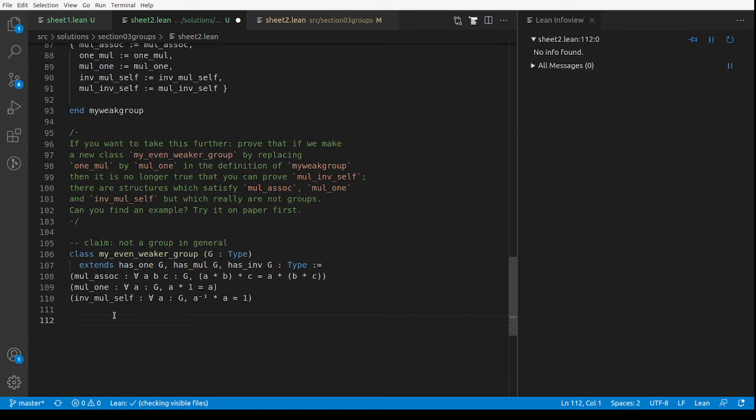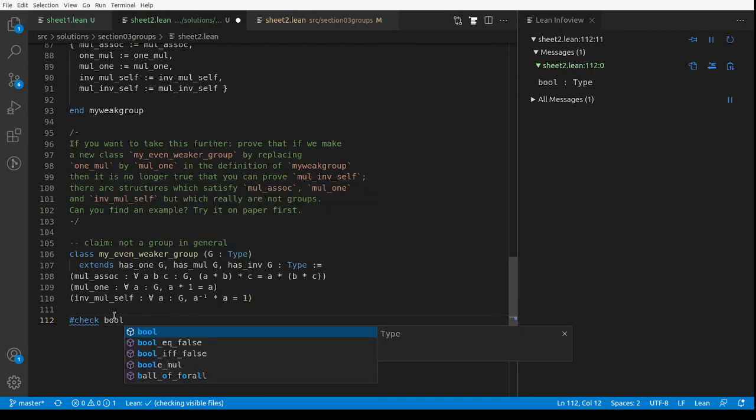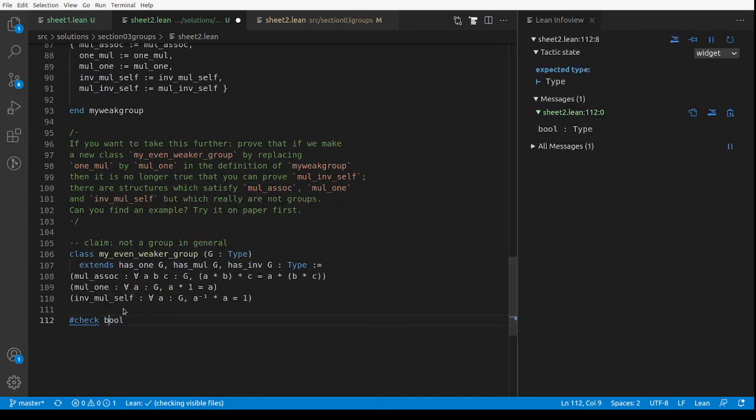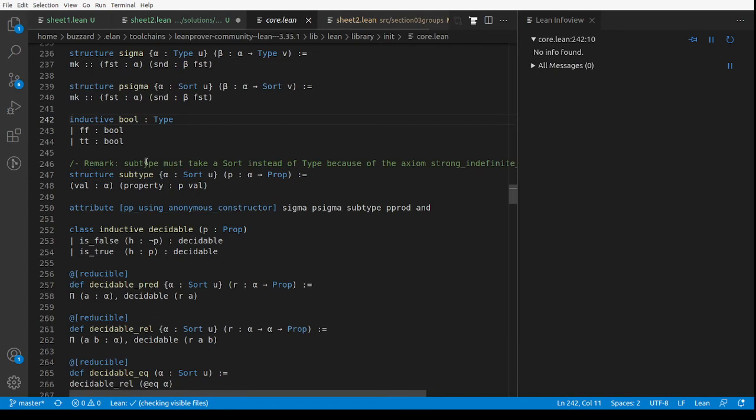Shall I make one? I mean, there's already a set with 2 elements called bool. Let me show you bool. Let's right click on this and go to definition. Bool is an inductive type with 2 terms, false and true. That's defined in core Lean.